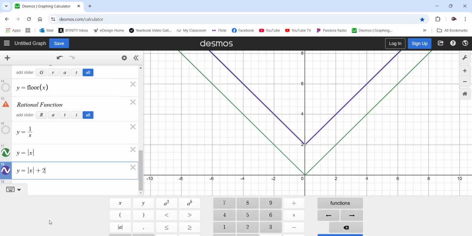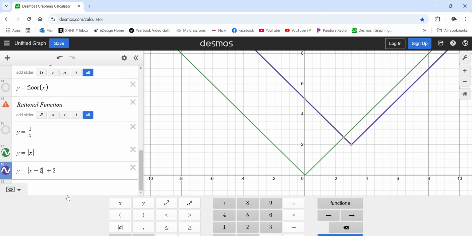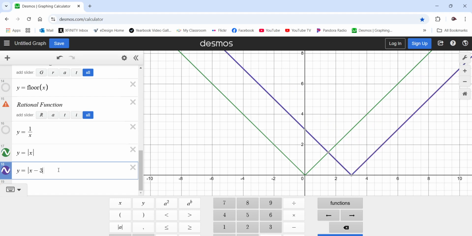Okay. Let's do something else to it. Let's do something inside of the absolute value. Let's make it minus again. Minus, let's say, 3. What do you think it's going to do to it? Oh, I got the plus 2 there. Let's get rid of the plus 2. Let's do the absolute. There we go. See, just by putting a minus 3 in there, what did it do to it? It moved it to the right.